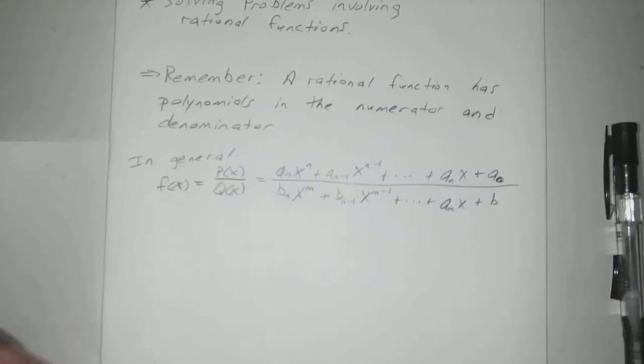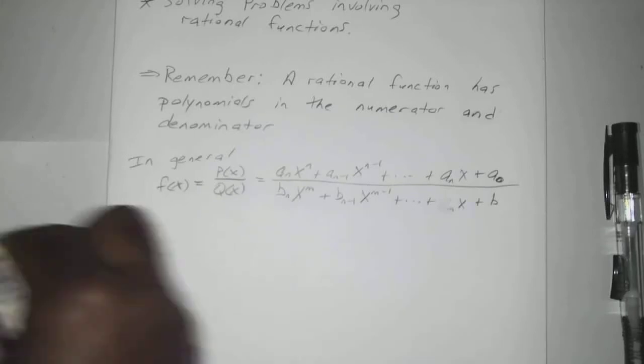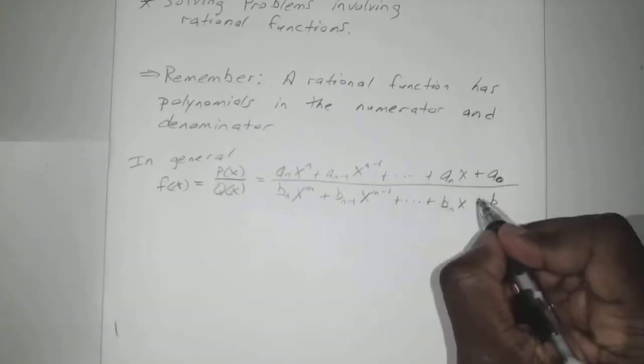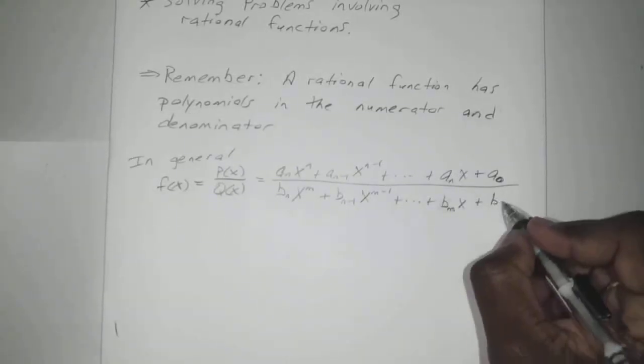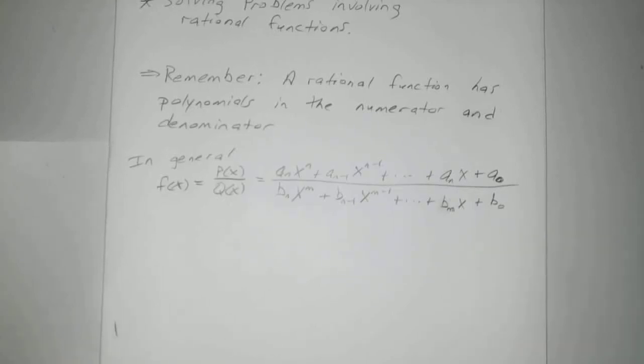Oh, I forgot to put b sub 0. That should be b sub m, not a sub m. Plus b sub 0. So really m and n could be equal, but it's no guarantee that they are. That's why they're different variables. Same with a and b. They could be equal, but no guarantee they are.